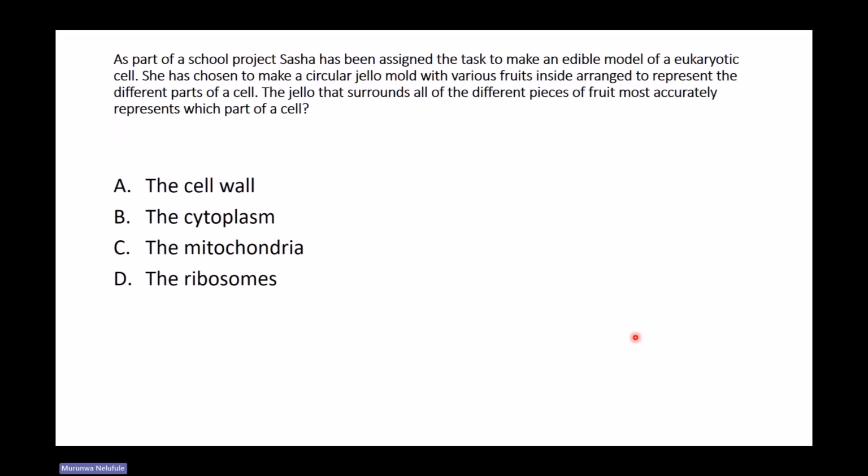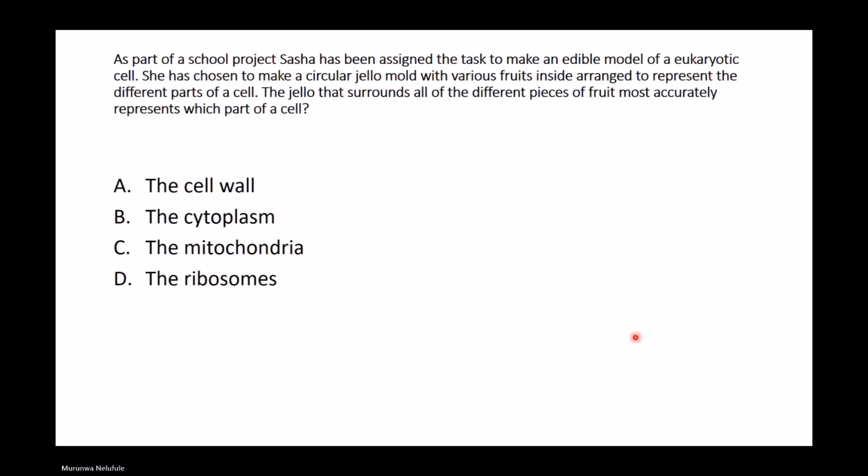As part of a school project, Sasha, Barack Obama has a child called Sasha, isn't it? Has been assigned the task to make an edible model of a eukaryotic cell. She has chosen to make a circular jello mold with various fruits inside arranged to represent the different parts of a cell. The jello that surrounds all of the different pieces of fruit most accurately represents which part of the cell? The cytoplasm. All right. Anybody else?